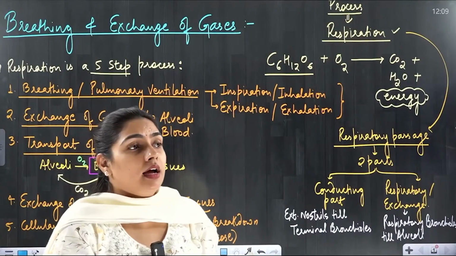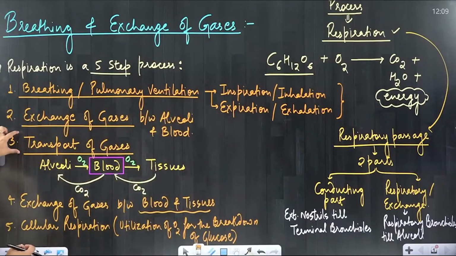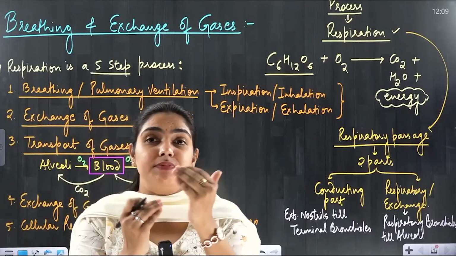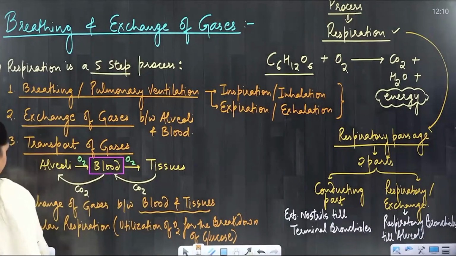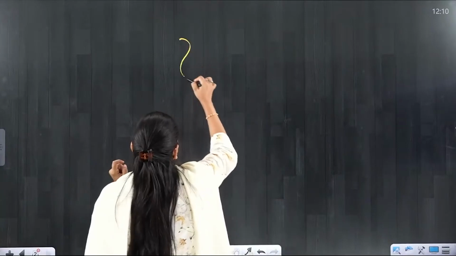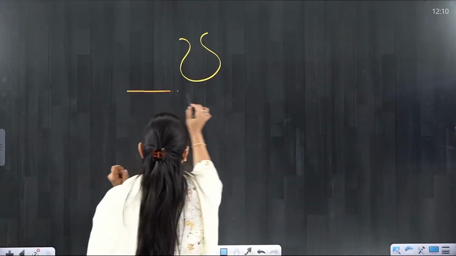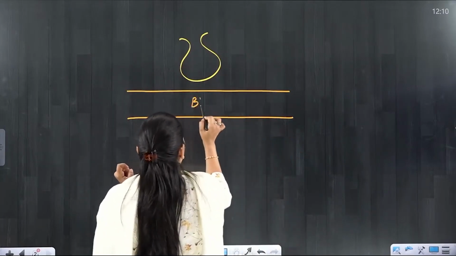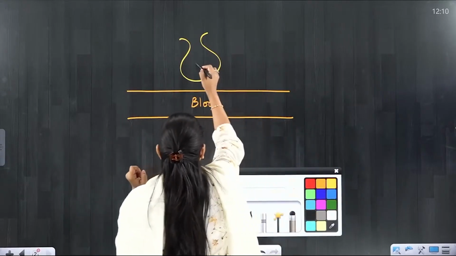Yes, Ratna, what is the difference between third and fourth? Beta, transport. See, everyone, exchange means, I will tell you, wait, let me go to the next. See, this is alveoli, beta. And let us suppose this is blood. This is your blood, and this is alveoli.